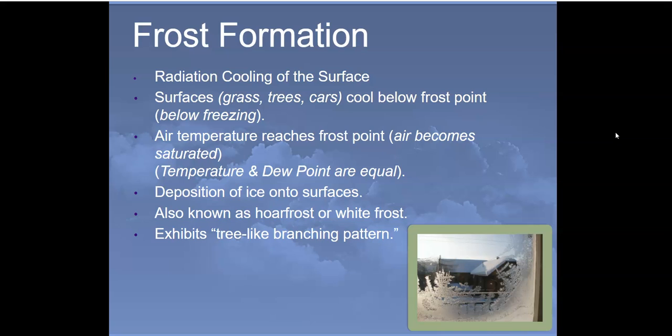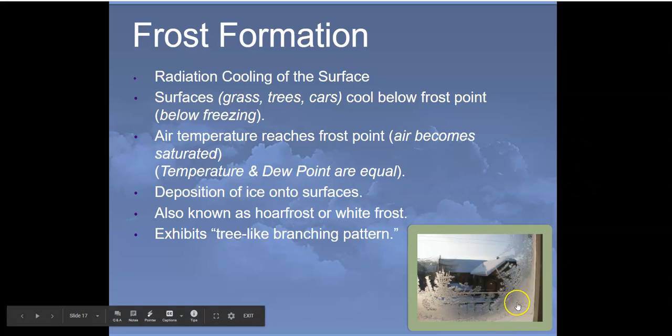The radiation cooling of the surface will cause us to form frost. So surfaces like grass, trees, and cars will cool below the frost point, below freezing, and then the air temperature reaches the frost point, so the air becomes saturated. When the temperature and the dew point are equal, the deposition of ice onto surfaces occurs, and this is also known as hoarfrost or white frost. If you saw the movie Jack Frost, that was when he touched things, it became that branching pattern.